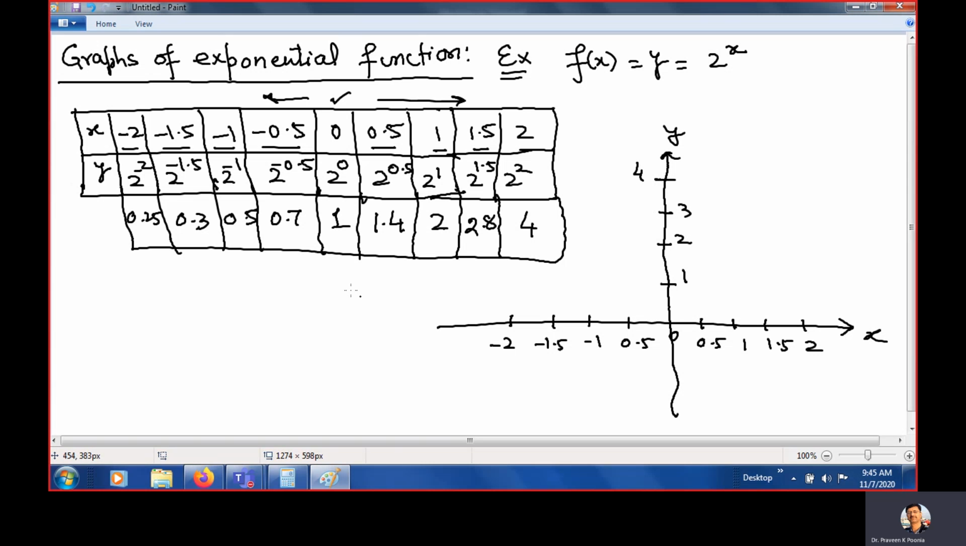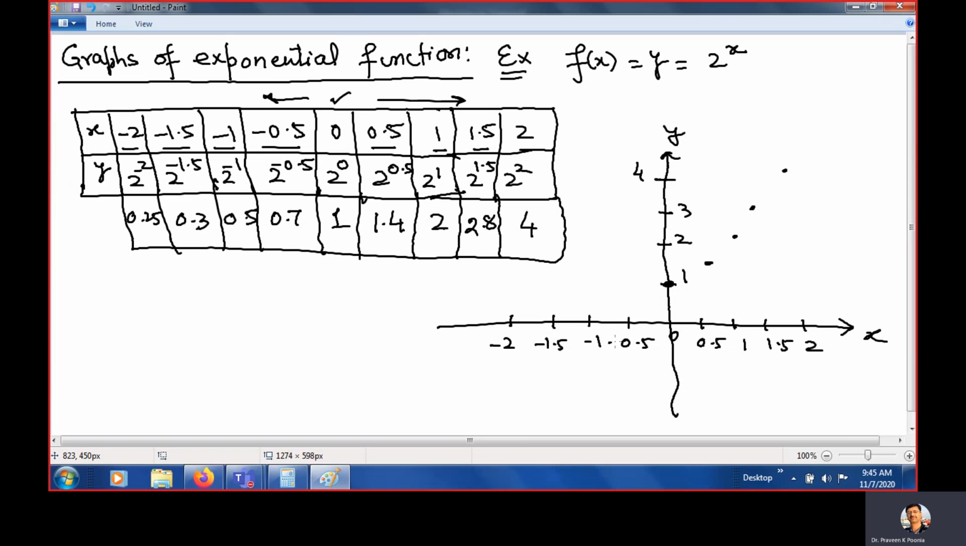So 2 power 0, at x equals 0, it is 1. At x equals 0.5, it is 1.4 here. At x equals 1, it is 2. At x equals 1.5, it is 2.8. And at x equals 2, it is 4. Like this.